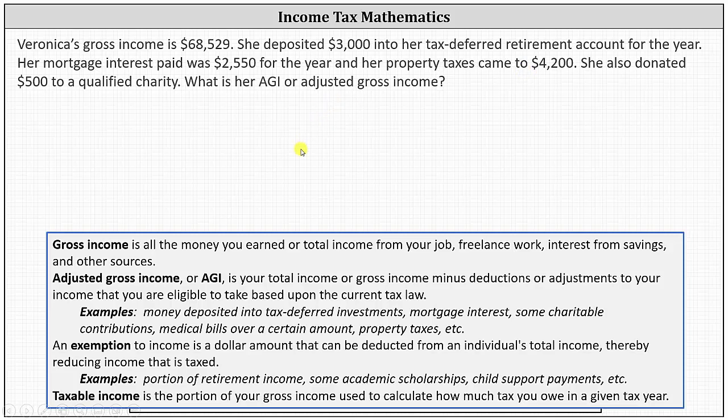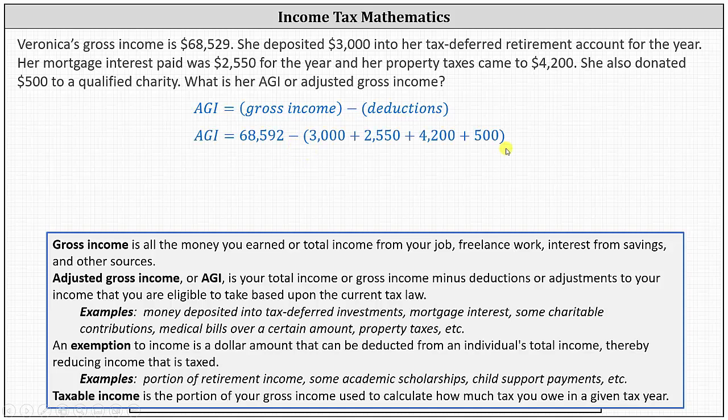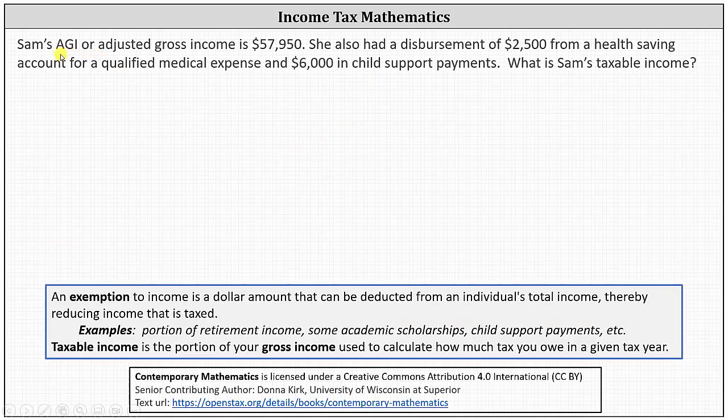And therefore, Veronica's adjusted gross income, or AGI, is equal to her gross income of $68,529 minus the sum of $3,000, $2,550, $4,200, and $500, which is $68,529 minus $10,250. And therefore, Veronica's adjusted gross income is $58,279.